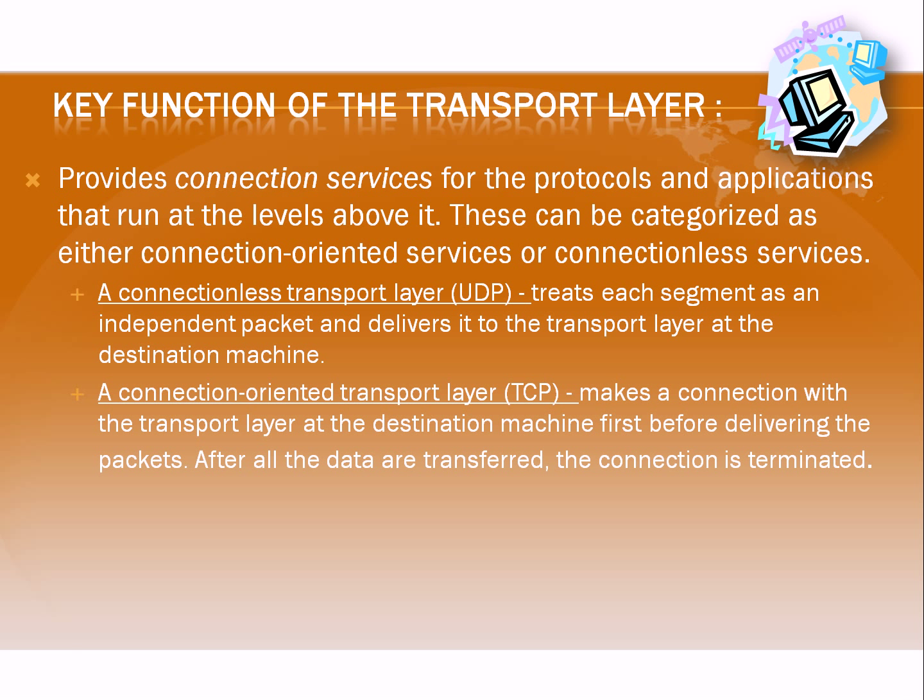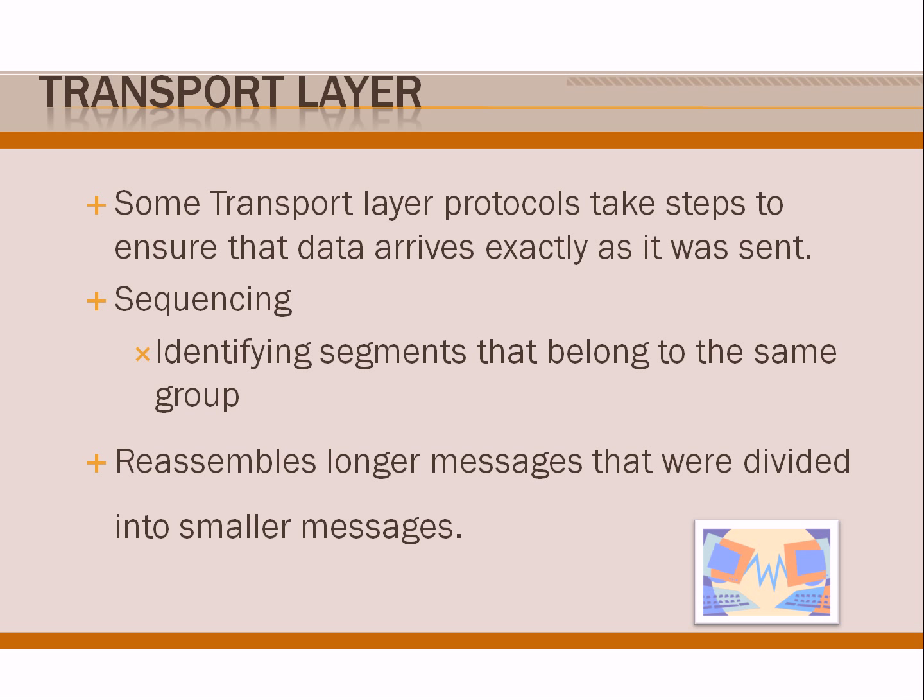Another key function of the transport layer is that it provides connection services for the protocols and applications that run at the levels above it. These can be categorized as either connection-oriented services or connectionless services. A connectionless transport layer, UDP, treats each segment as an independent packet and delivers it to the transport layer at the destination machine. A connection-oriented transport layer, TCP, makes a connection with the transport layer at the destination machine first before delivering the packets. After all the data is transferred, the connection is then terminated.